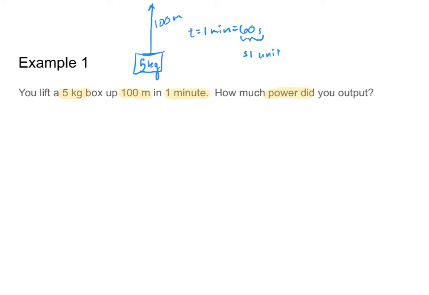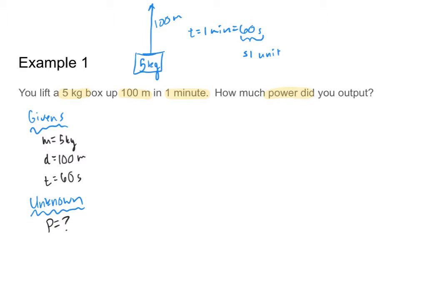So let's go ahead and figure out this problem. So I know those three things that I just mentioned. My mass is 5 kilograms. My height, the distance, my displacement is 100 meters. And the time that takes me to do that is 60 seconds. And again, I know that because 1 minute is equal to 60 seconds. My unknown, of course, is power.